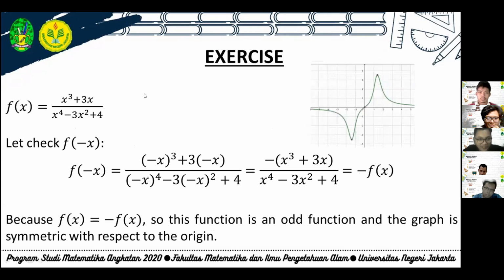Now you can see the answer. This is the answer of the exercise. We can check the function by substituting minus x, and we get minus f(x), because f(minus x) is equal to minus f(x). So this function is an odd function, and the graph is symmetric with respect to the origin.